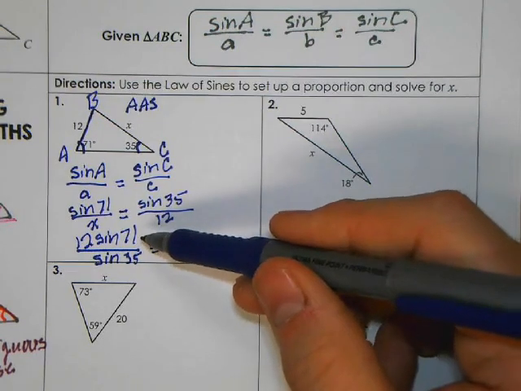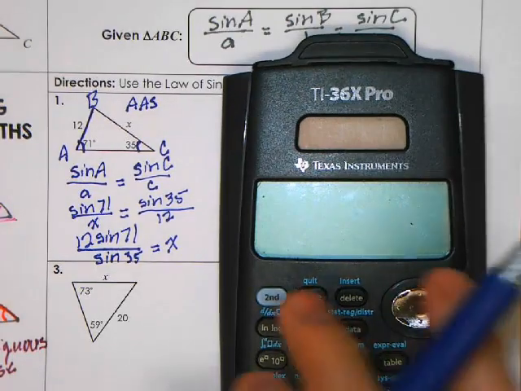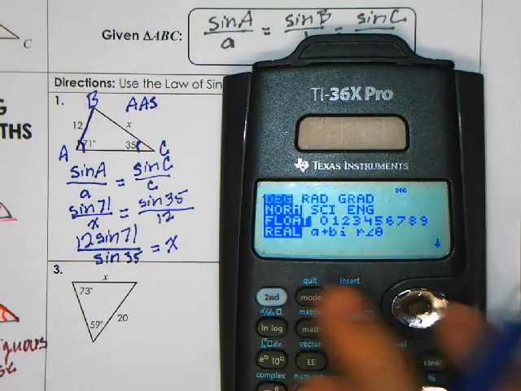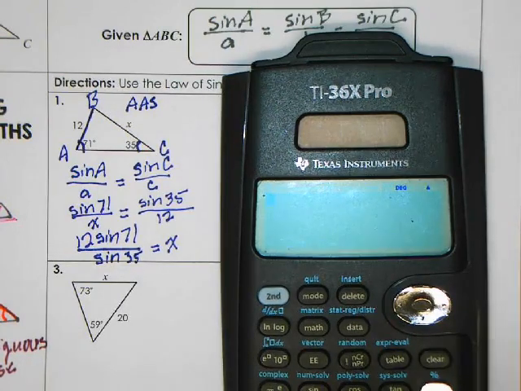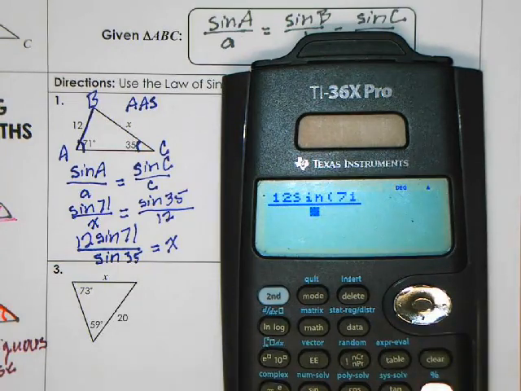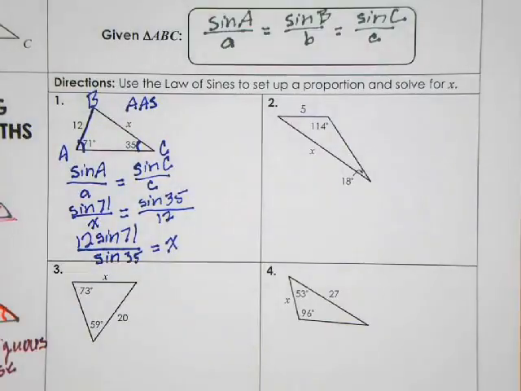Now remember, we are doing trigonometry in degrees. That's what the angle measures are given in, so we need to be in degree mode on your calculator, so just make sure that you're in degree mode on whatever calculator you're using. And here I'm going to just type it in exactly as I have it written on my paper. I'm going to hit my ratio button on my calculator and say 12 times the sine of 71, and I'm going to divide it by the sine of 35, and I'm going to hit enter, and I'm going to get this value here of about 19.782. So that's what we're looking for here.